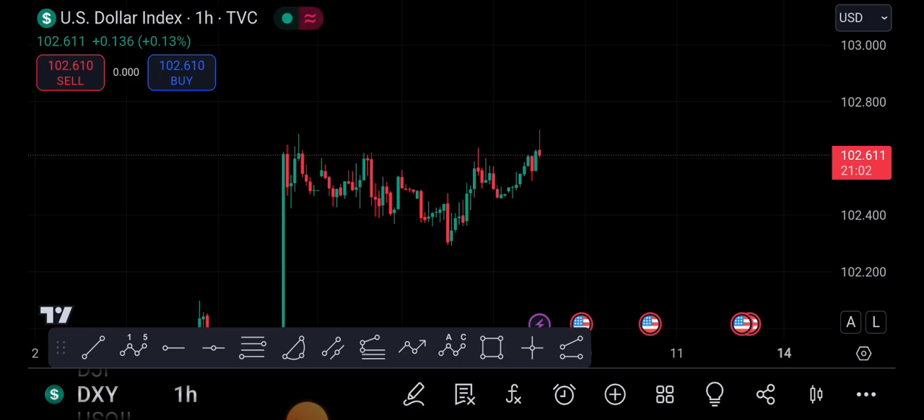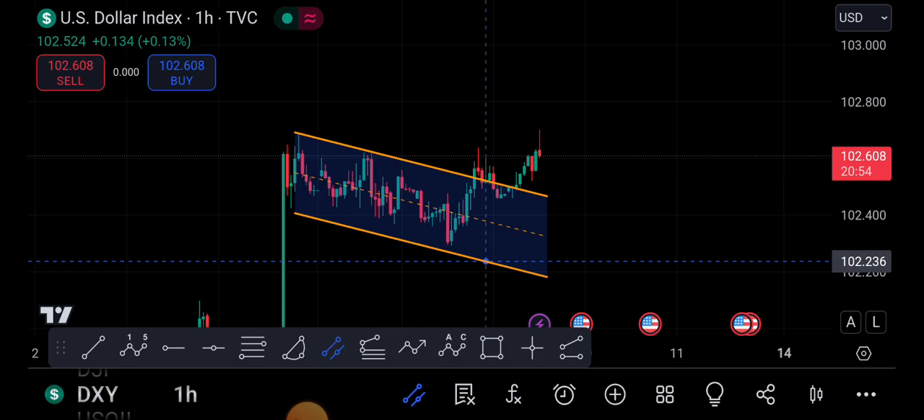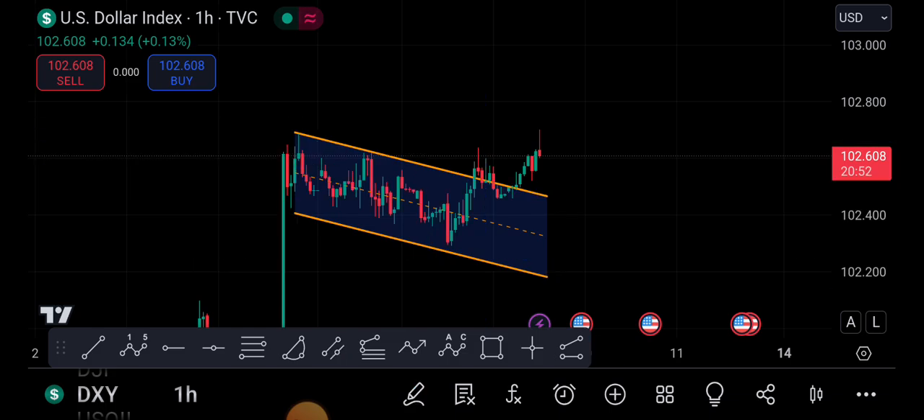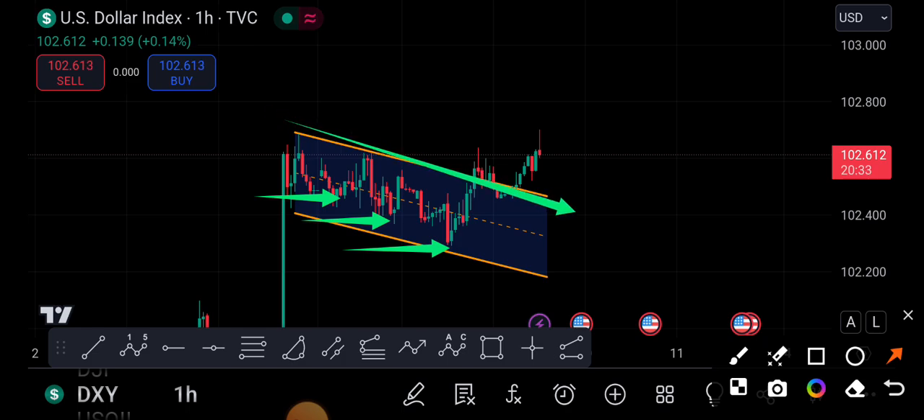Before that, I will give you the complete analysis. If you see, friends, over here there was a downward sloping parallel channel, and this was the correction structure. As long as the index was trading under this downward sloping parallel channel, the index was in correction mode, and lower lows were continuously being hit on the index. Here you see the first lower low, second lower low, and third lower low. As soon as this downward sloping parallel channel got broken out on the upside, for the first time you would have noticed the lower lows shifted to higher highs.